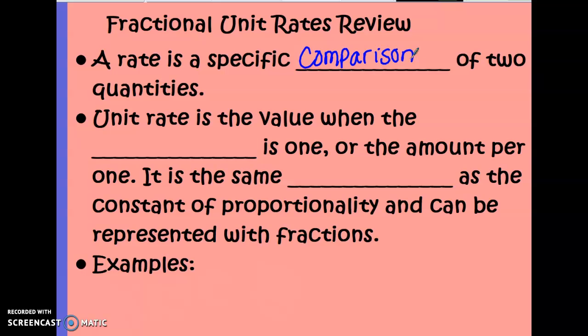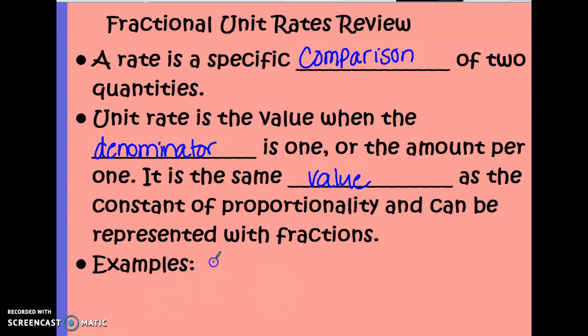Unit rate is the value when the denominator is 1, or the amount per 1. Like we've talked about before, like miles per 1 hour. It is the same value as the constant of proportionality and can be represented with fractions. We've talked about that before, that they're the same thing.